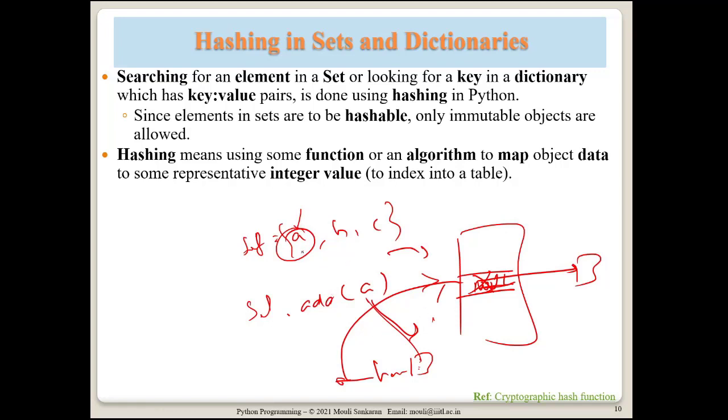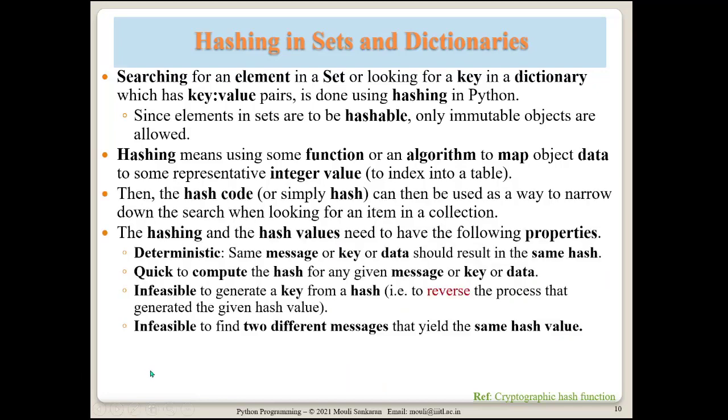Similarly, if this A results in a hash table entry here, when I pass a C, another object, I should not get the same thing. There shouldn't be any collision. It should give me a different thing. If there is no C in the set, it should give me an empty place where I can put it. So it should be deterministic, as well as it should be infeasible to generate the same hash for a given message. Hash collision should be avoided.